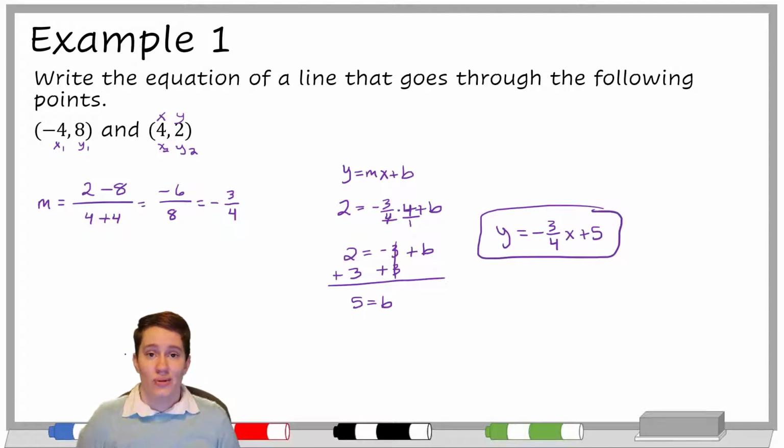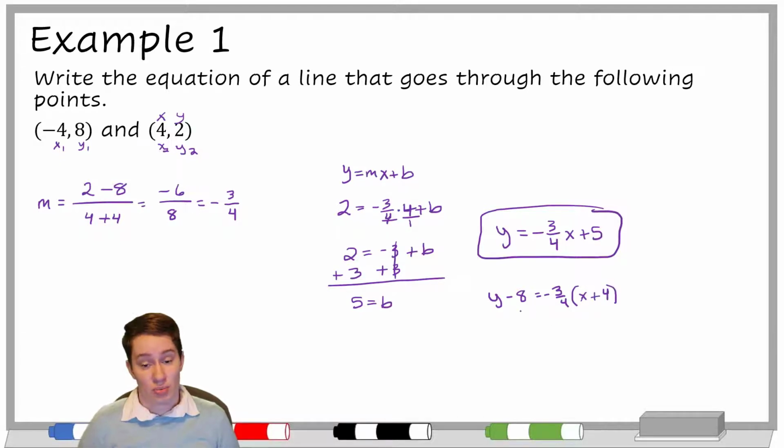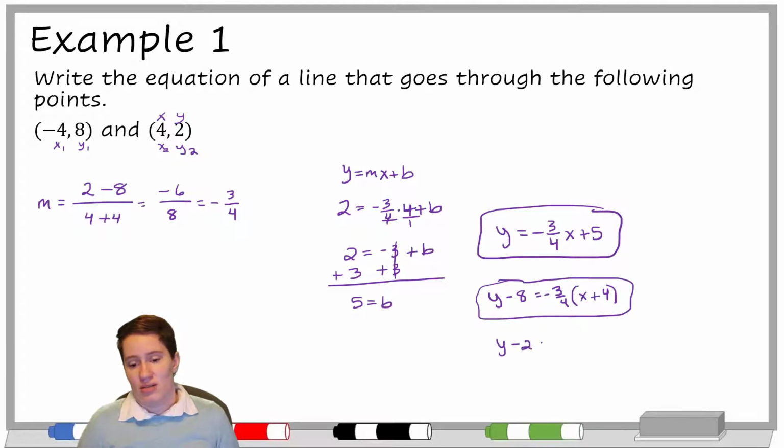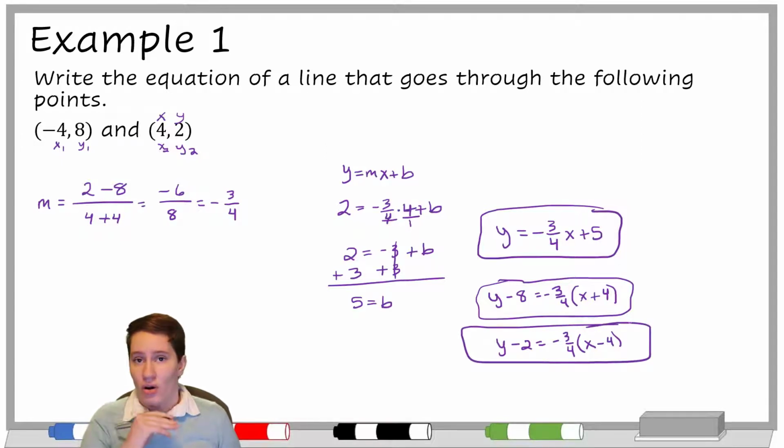Now here's the thing, if you wrote it in point slope form instead, that's going to look very different. If you decided to do point slope form, there's actually 2 possible answers because we have 2 different points. You could have done y minus 8 equals negative 3/4 and then x plus 4. That's if I use the first point, so that's a possible answer. If I use the second point, I'd get y minus 2 equals negative 3/4 and then x minus 4. That's also a possible answer. You don't have to have all 3 of these answers. You have to have one of them.